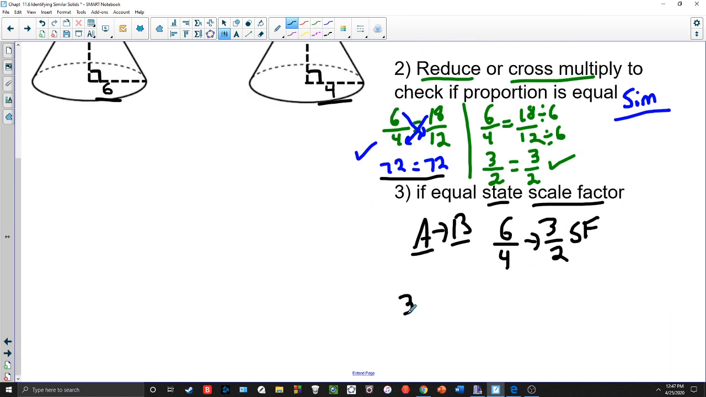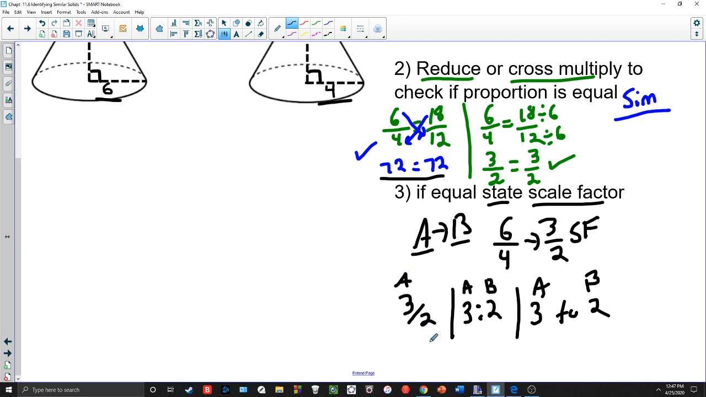You can write it as a fraction, 3 over 2. You could write it as a colon, so 3 to 2. Or you can write it using the words 3 to 2. So all of these mean the same thing, and these are all A to B.